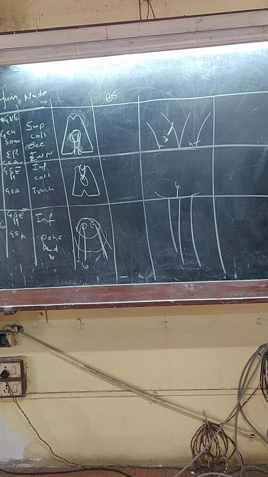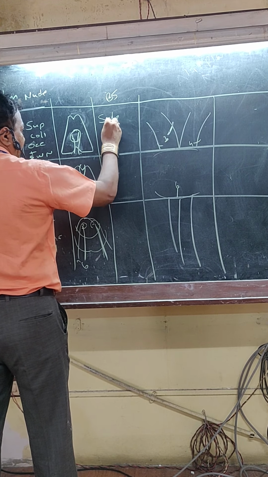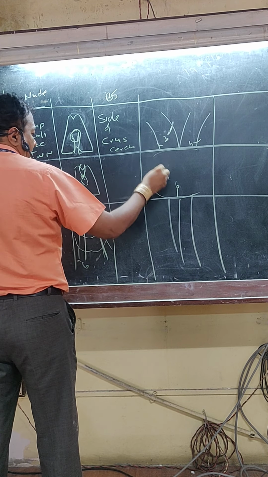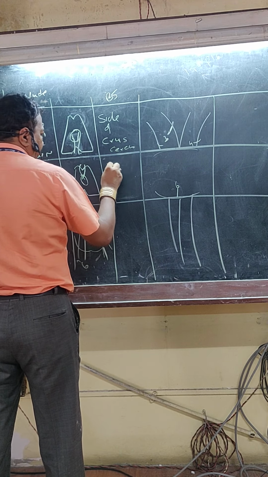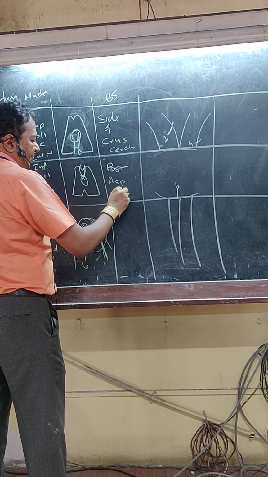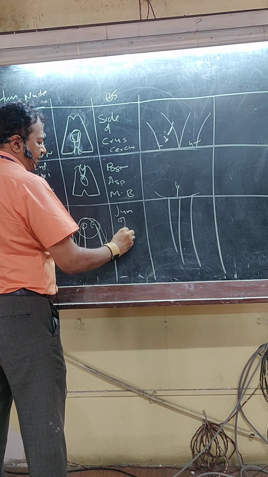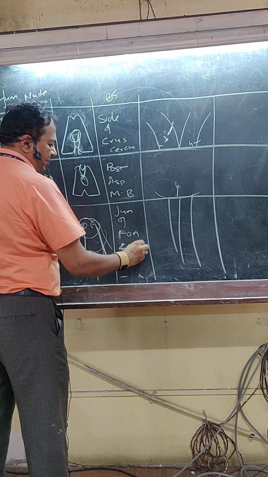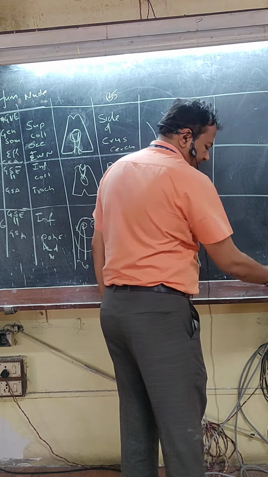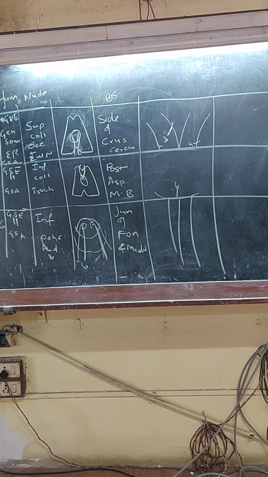Is it clear? So where does the third nerve come on the brainstem? Side of crus cerebri. Then fourth nerve from the posterior aspect of midbrain. Sixth nerve at the junction of pons and medulla. Okay?